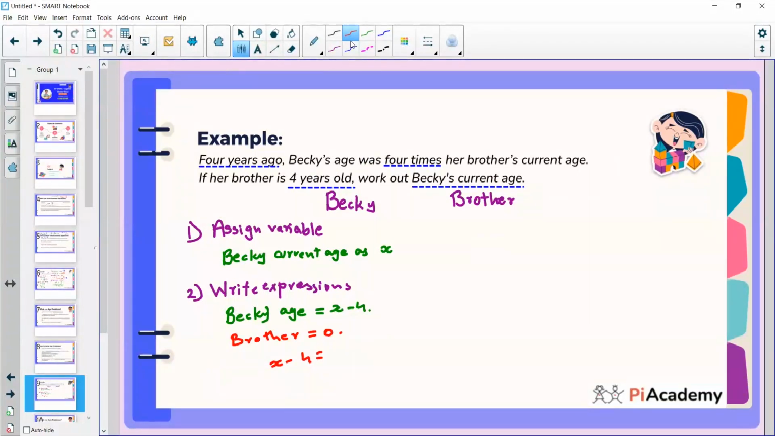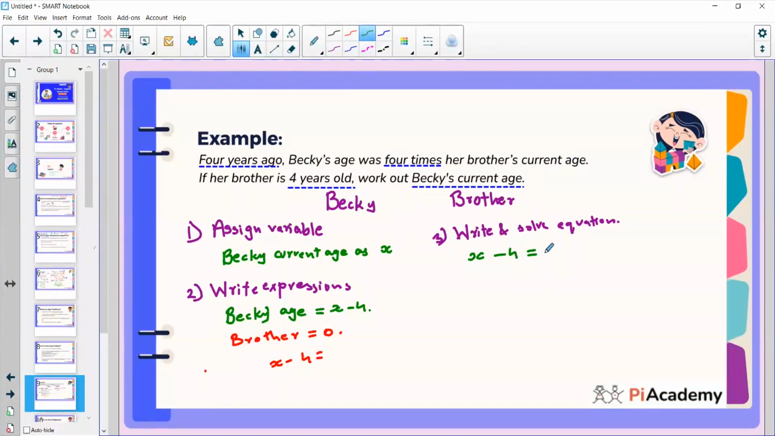Because it's given, our third step is to form an equation. Write and solve an equation. What is given? Her brother is 4 years old, and 4 years ago, Becky's age was 4 times her brother's current age. So what was Becky's age 4 years ago? X minus 4, right? So X minus 4 is 4 times her brother's current age.